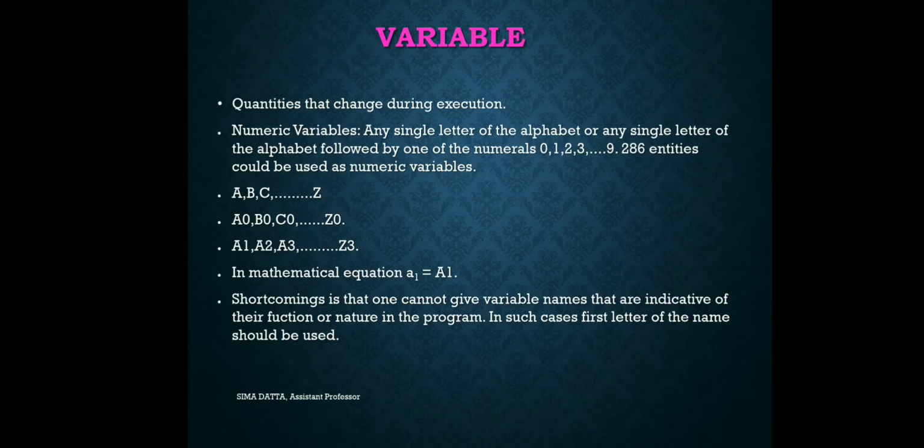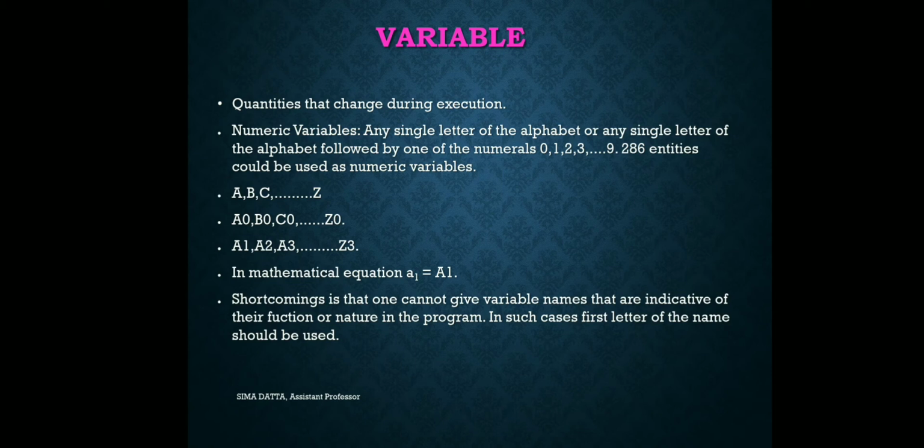Now variable. Variable is a crucial part of a basic program or any type of programming language. So what is a variable? Variable means which varies. It is basically a quantity that changes during the execution, that means during the running of the program, it may change. Numeric variables. So what is a numeric variable? It is a single letter of the alphabet, or any single letter of the alphabet followed by one of the numerals 0 to 9.